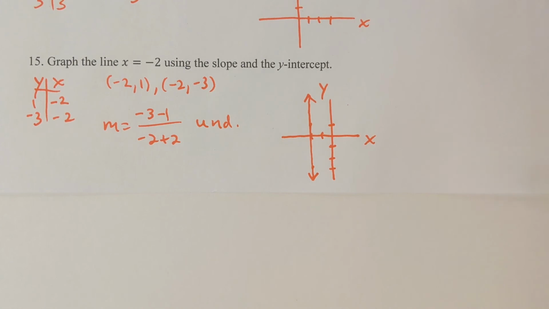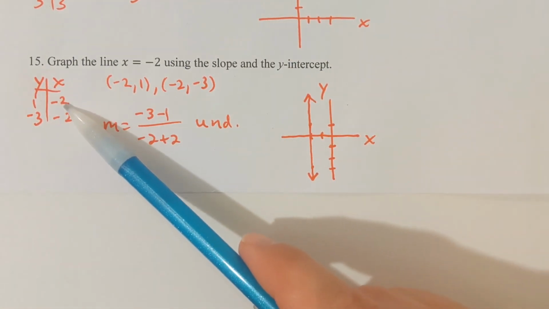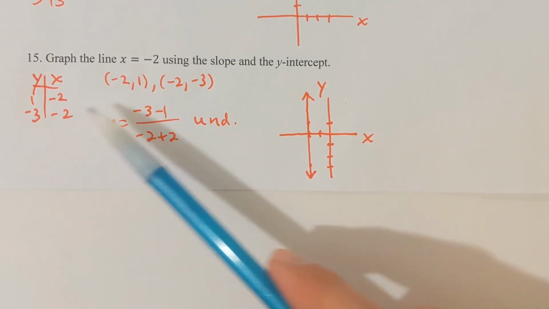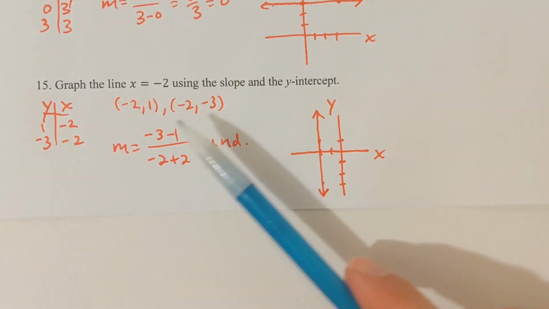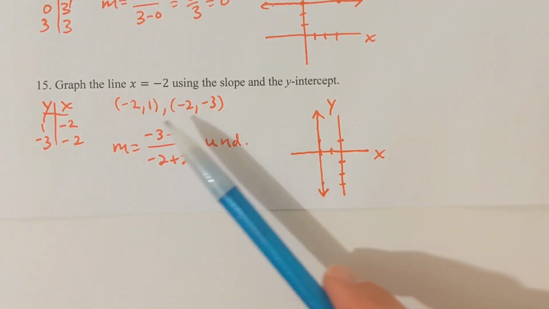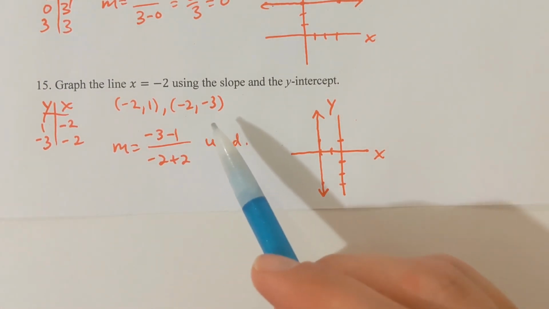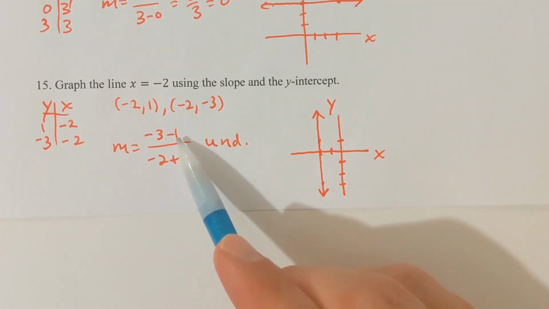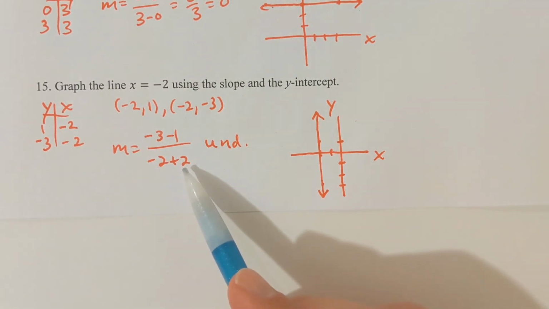Now, I would have 2 points then. Remember the coordinates are (x, y) here, so it'd be (negative 2, 1), that's 1 point on the line, and then (negative 2, negative 3), that would be another point on the line. Now I can find the slope of the line passing through these 2 points. Change in y over change in x. So the difference in the y values, negative 3 minus 1 in the numerator, divided by the difference in the x values, negative 2 minus negative 2, or negative 2 plus 2 in the denominator.